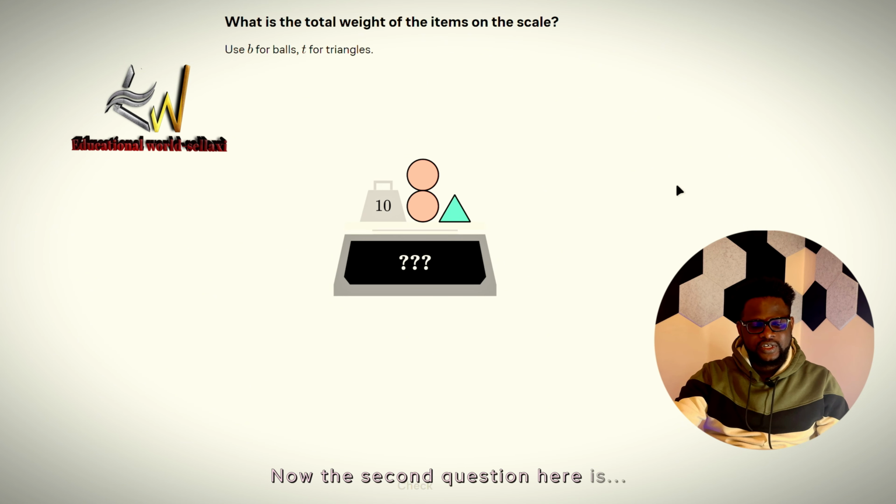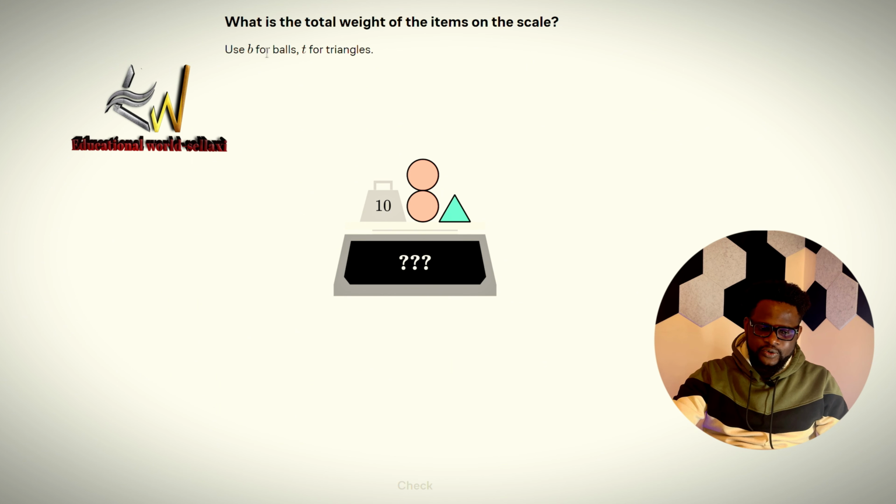Now, the second question here is, what is the total weight of the items on the scale? Use B for balls and T for triangles. So we are going to designate T for triangles and B for ball. So we have 2B plus T plus 10. So the total weight here is going to be 2B plus T plus 10. All right, so that is going to be the total weight here.